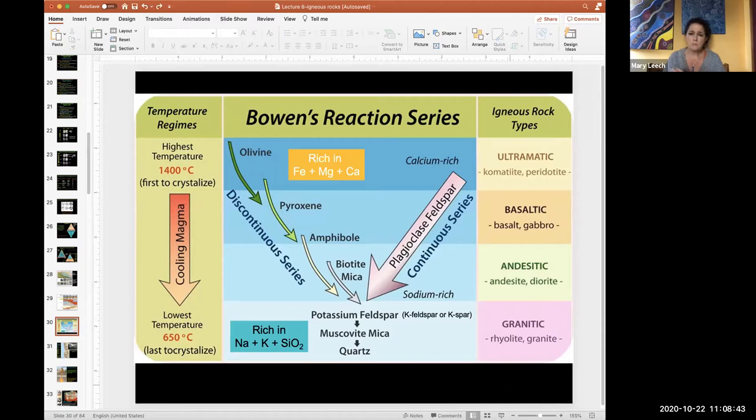Plagioclase and amphibole. Well, yeah, I was trying to hint at the sodium-rich plagioclase. Yes, the amphibole would follow shortly after the biotite. But the very first minerals would be the biotite and a sodium-rich plagioclase.